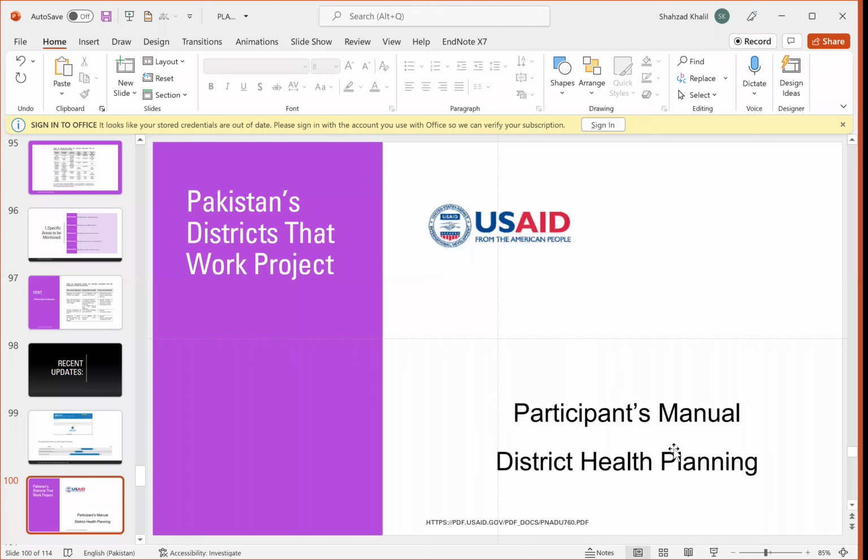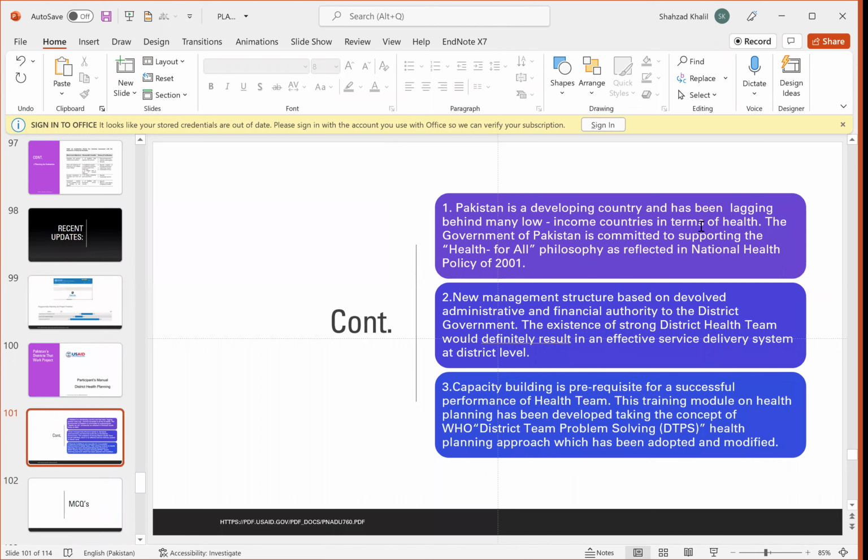USAID participant manual, district health planning, Pakistan district health network projects. In this, Pakistan is a developing country and has been lagging behind many middle-income countries in terms of health. The government of Pakistan is committed to supporting the health for all philosophy as reflected in National Health Policy 2001. New management structures are based on devolved administration and financial authority to the district government. The existence of a strong district health team would definitely result in an effective service delivery system at district level. Capacity building is a prerequisite for successful performance of the health team. This training module on health planning has been developed taking the concept of the WHO district health problem-solving planning approach, which has been adopted and modified.